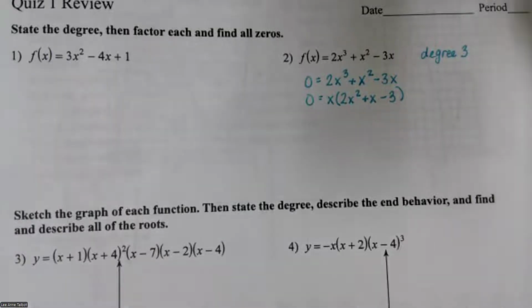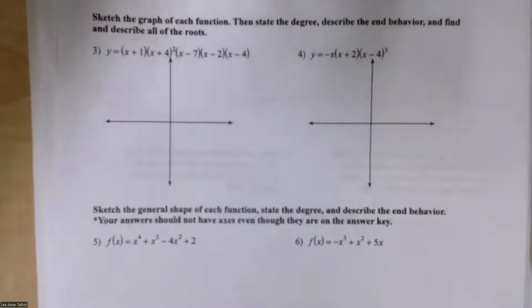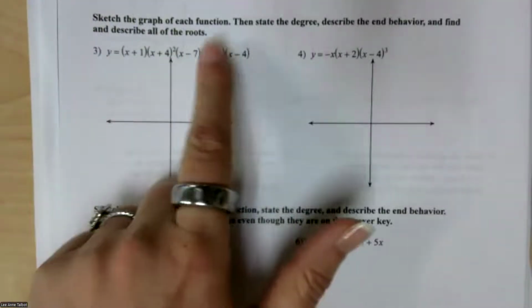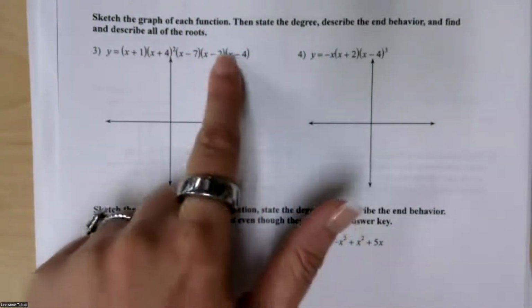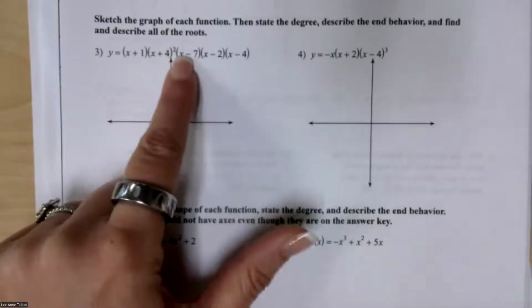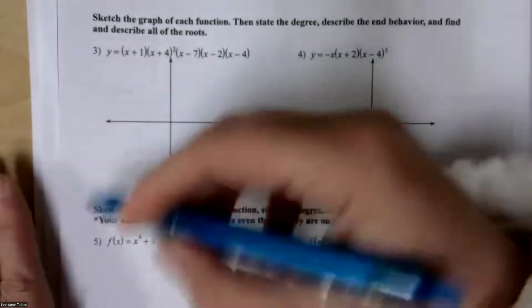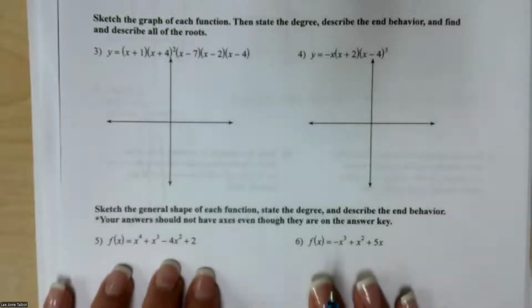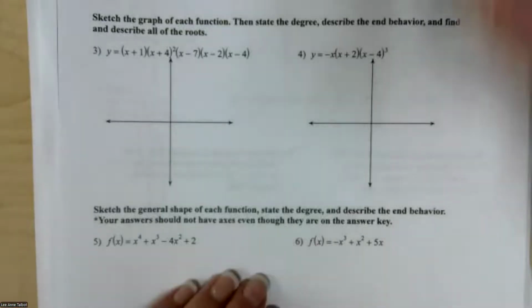Okay, now scroll down in your mind here to number 3 through 6. This is basically what we just did on the warm-ups, except for these, you should actually find the roots. So like this would be -1, and this would be -4 double. This would be 7, and this would be 2, and this would be 4. Do you know what I'm saying? And then sketch in the, okay, anyway, and then these two are just like the ones we just did in the warm-ups. Okay, now flip the page over.